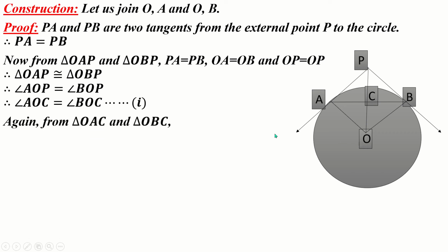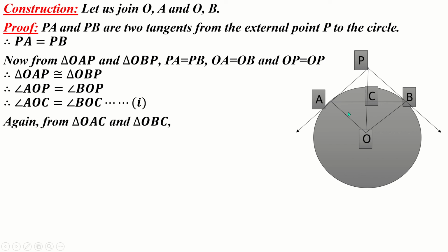Again, in triangle OAC, that means this triangle, and also OBC, OA equal to OB. Clear? OC is common. OA and OB are equal because both are radii of the same circle, and OC is the common side of these two triangles. And also we have angle AOC, that means this angle and this angle are equal.